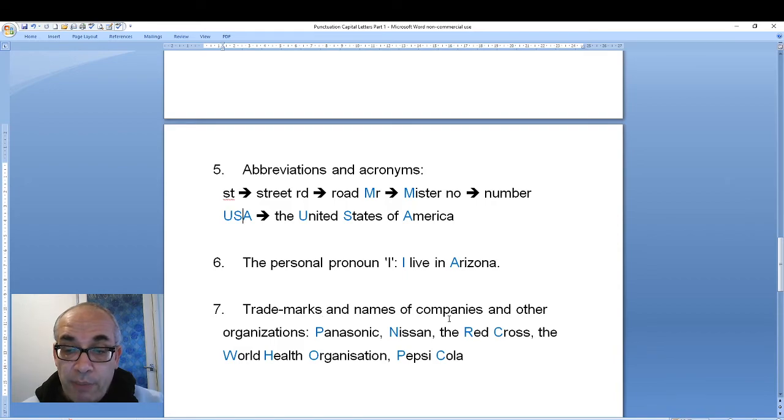Trademarks and names of companies and other organizations. So Panasonic is the name of a trademark, so capital P. Nissan is the name of a car company, capital N. The Red Cross is the name of an institution or an organization, again capital R, capital C. The World Health Organization, it is the name of an organization, so we write capital W, capital H, capital O. Pepsi Cola is the name of a company or a trademark if you want, and we write it with capital P and capital C.